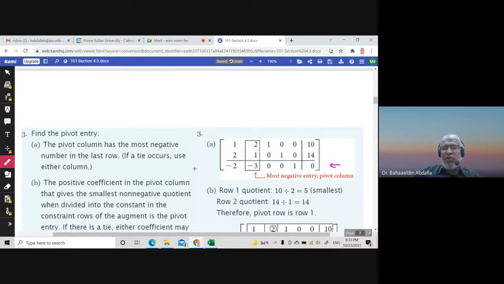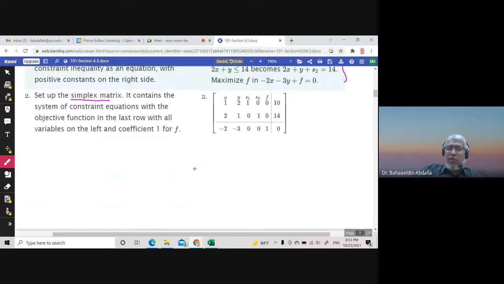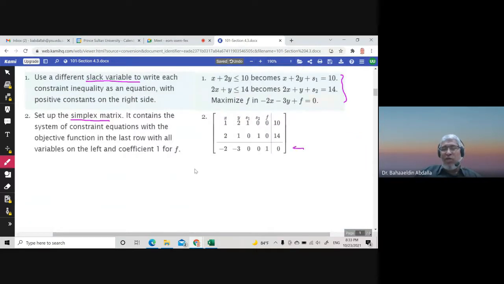So this column would be the pivot column. So it's simple. You go to this matrix, look to the last row, the most negative number will determine the pivot column. Good. What happens if I have, for example, -2 and -2?